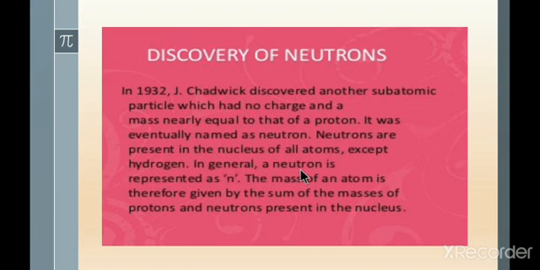In general, a neutron is represented as n. The mass of an atom is therefore given by the sum of the masses of protons and neutrons present in the nucleus. As we all know, electrons have negligible mass.